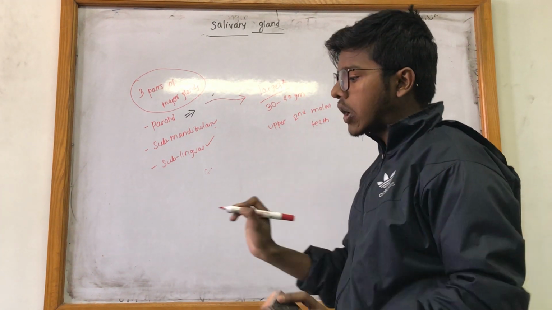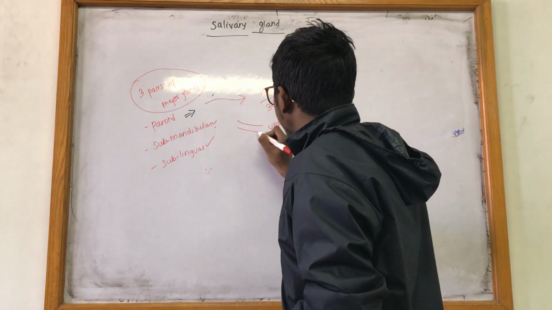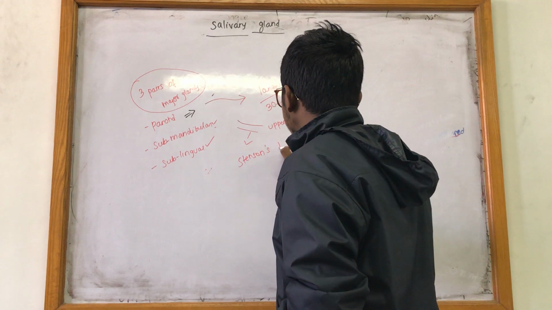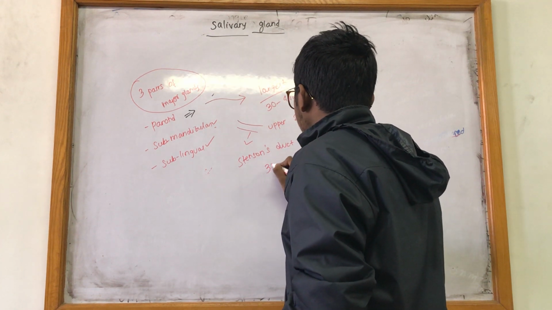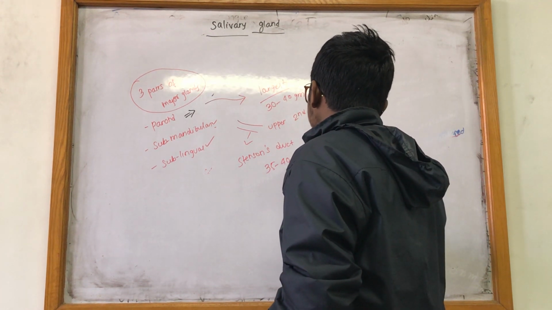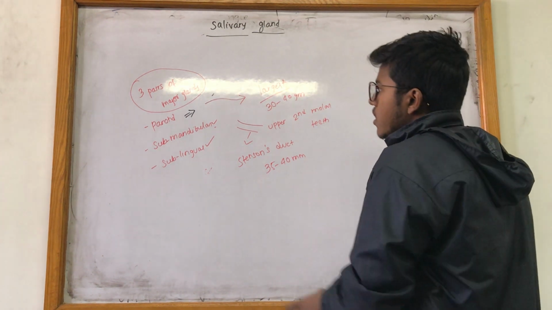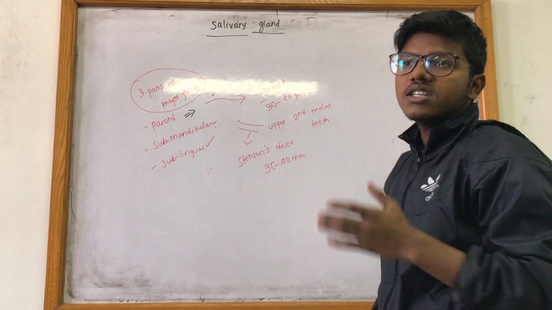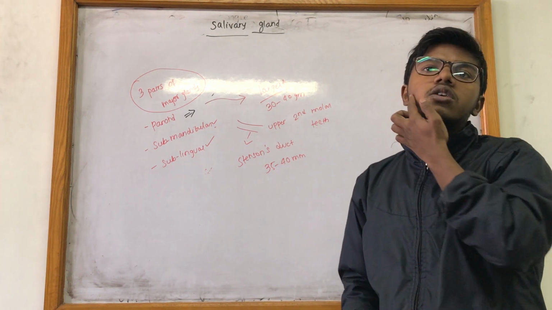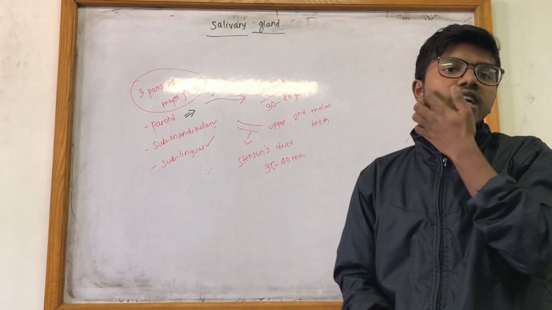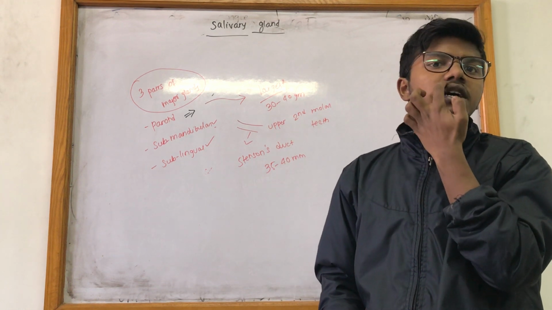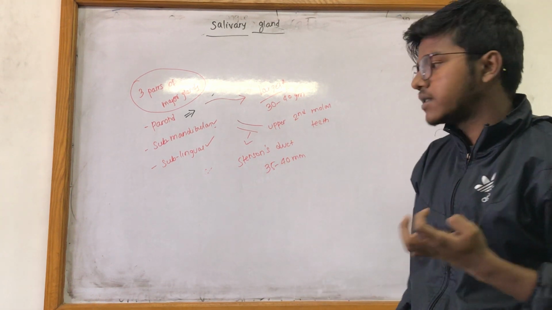It is drained by a duct named the Stensen's duct, which is 35 to 40 millimeters long. So this is the largest salivary gland, 30 to 40 grams in weight, situated over here, and its duct will drain the secretion onto the second upper molar teeth.